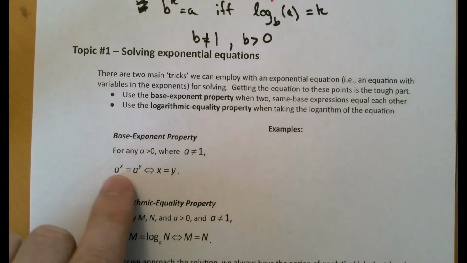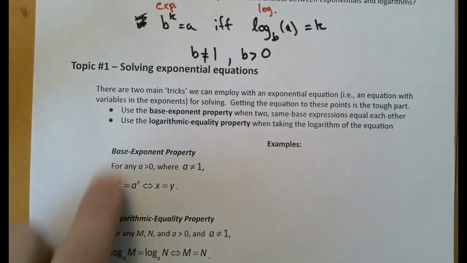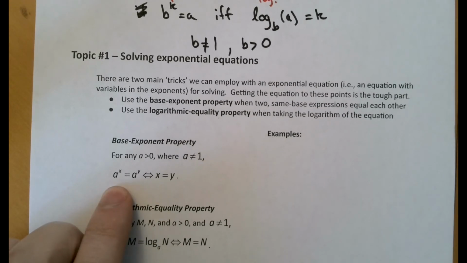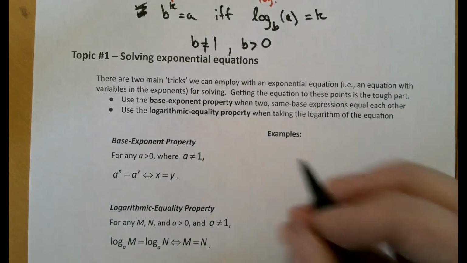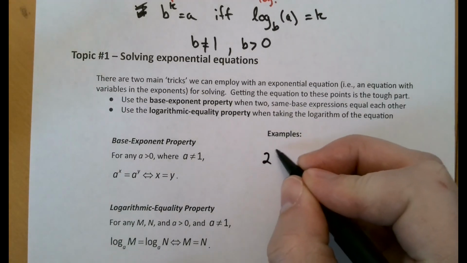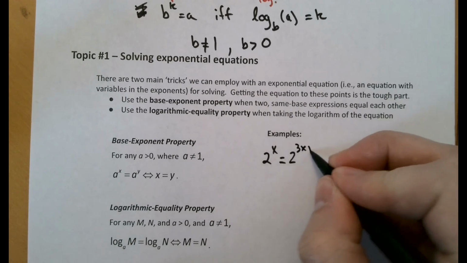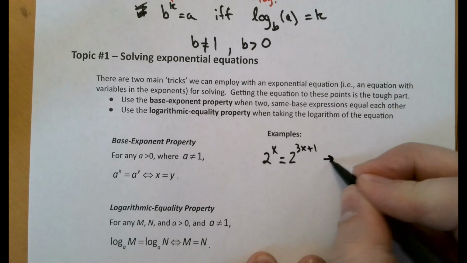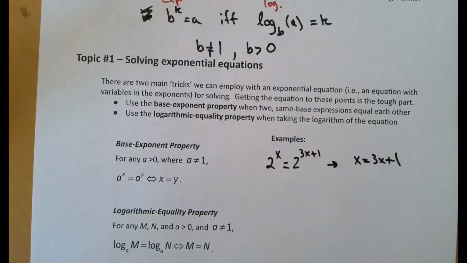Now notice here in the notes, we're using a as our base for an exponential, so this a is the same thing as this b. This is saying if we have two bases that are the same, provided these properties are true, then their exponents must be the same. So for example, if 2 to the x equals 2 to the 3x plus 1, then the solution is just solving x equals 3x plus 1, and I'm not even going to bother with that. You all know that.